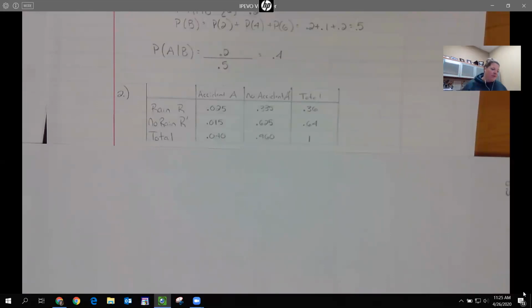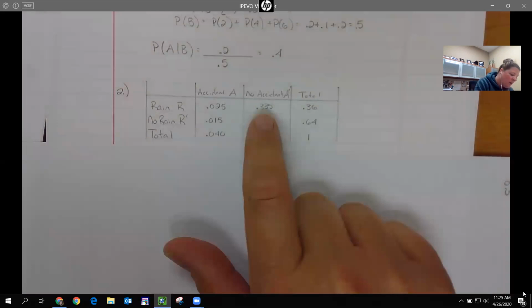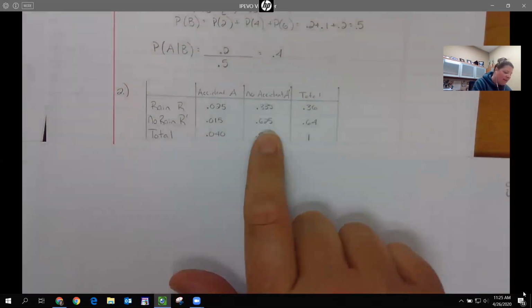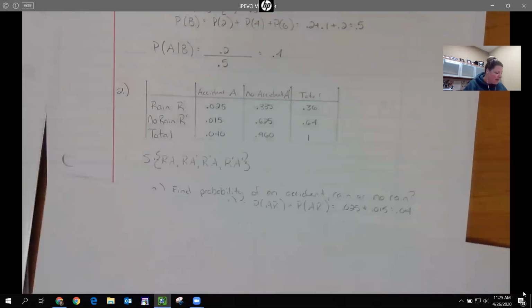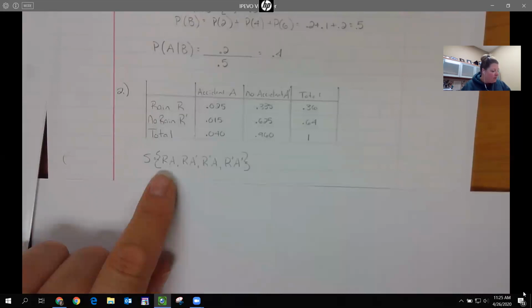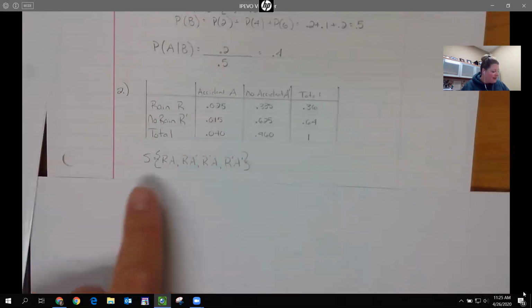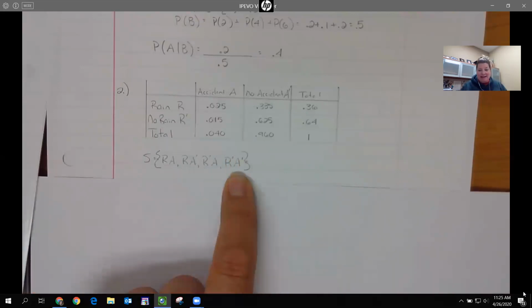So these are our probabilities of having an accident in the rain, no rain, no accident in the rain, and no accident with no rain. And they total to 1, which they should. Okay, that's our probability. So what is your sample space? I just thought that would be a good thing to think about. Our sample space is rain with accident, rain with no accident, no rain with an accident, and no rain and no accident.